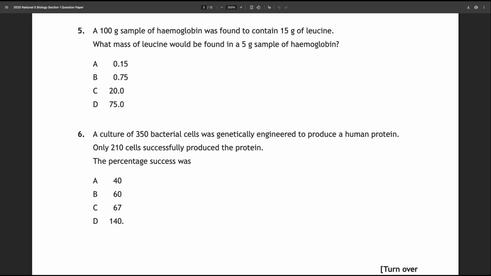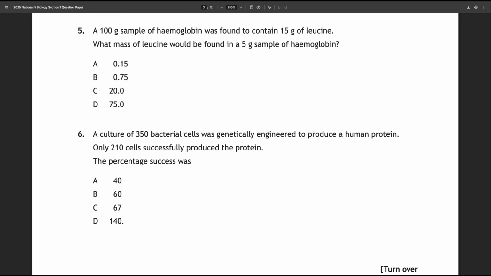So a little bit of maths in this one. First thing we have to do is find out how many times 5 grams will go into 100 grams. Okay, we need to scale this down. So if 100 grams of hemoglobin has 15 grams of leucine, how much would there be in 5 grams of hemoglobin? So 100 divided by 5 gives us 20. Okay, so that means it should be 20 times less for the 5-gram sample of hemoglobin, because it goes into 100 20 times.